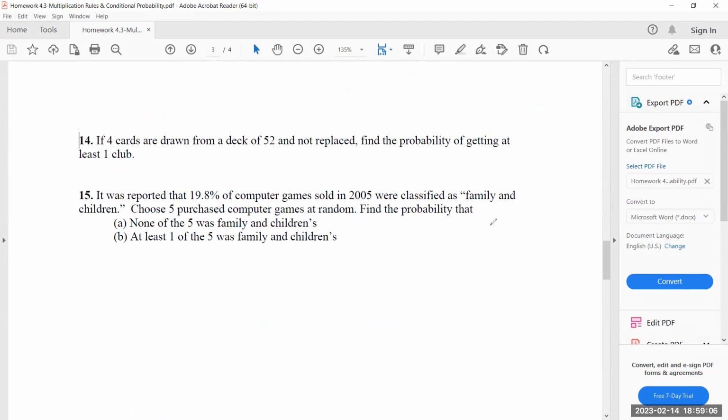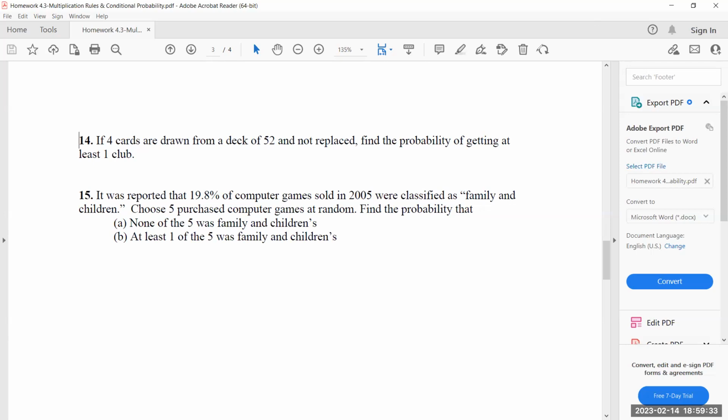Maybe to start off with the first one. Let me see if I can. So none of the 5 were family and children. What is going through your head with that? So that's kind of like 80% was non-family and children games. You're on the right track.